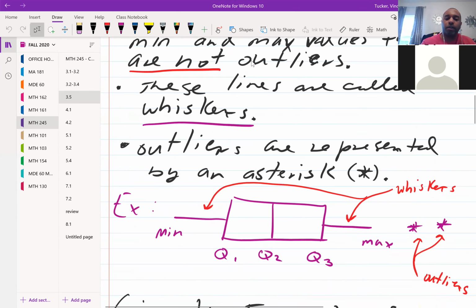All right, and this is generically how your box plot would look. So notice we have a box with 3 lines in it. It will represent Q1, Q2, Q3, and then lines that extend from it, those are your whiskers, would go to your minimum and maximum values that are not outliers. Then if you do have an outlier, it would be represented by an asterisk.